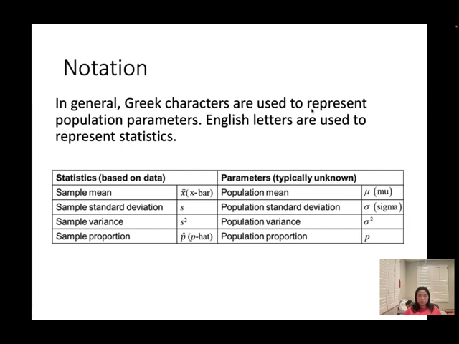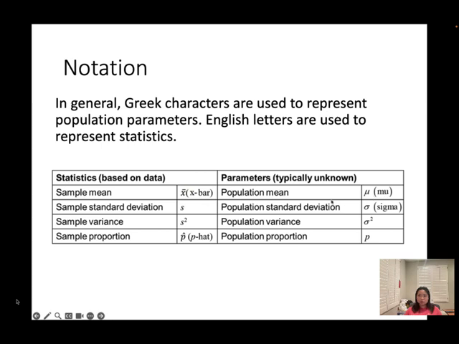Okay, notation. I need you guys to remember all this notation. This is really important for these two chapters. So when you guys see the X bar, this represents the sample mean. And then the S here, that will be the sample standard deviation. S squared, that will be the sample variance. And then the P hat, this is a sample proportion, okay, sample proportion.